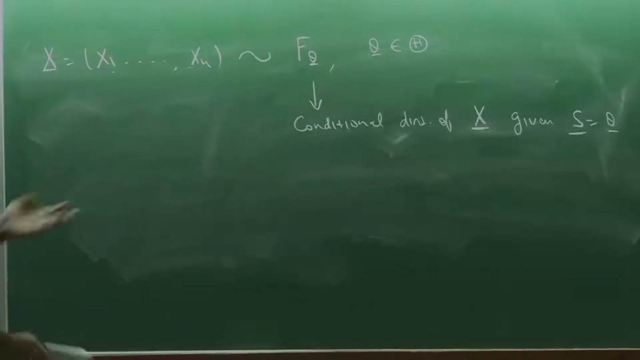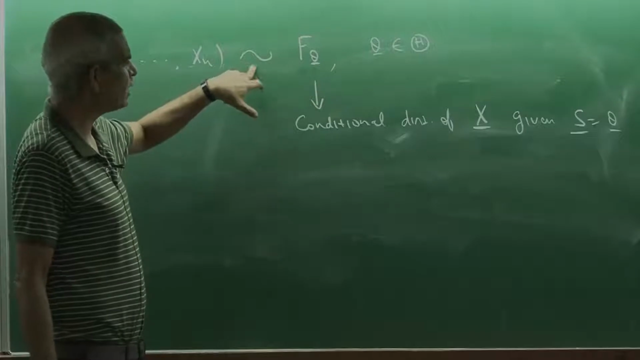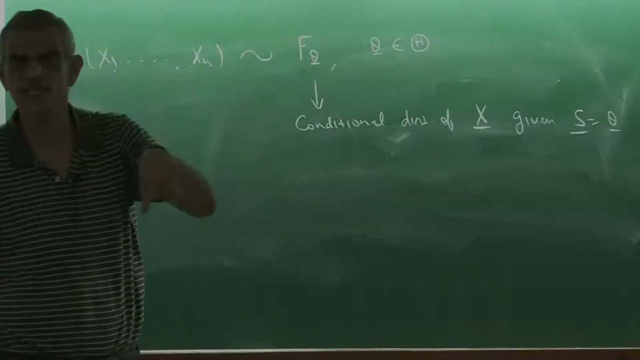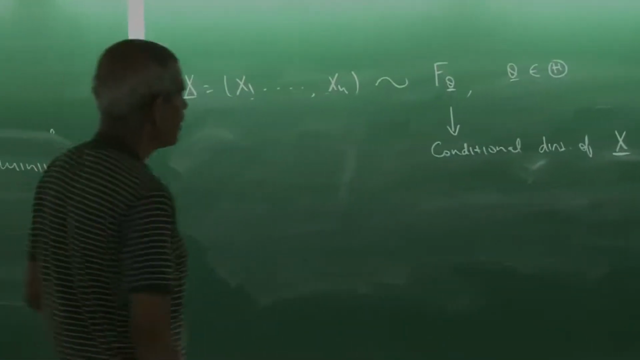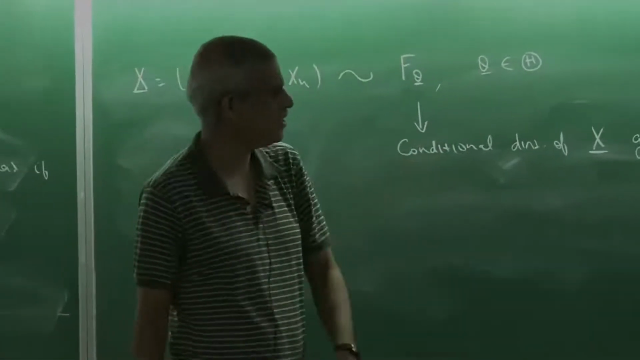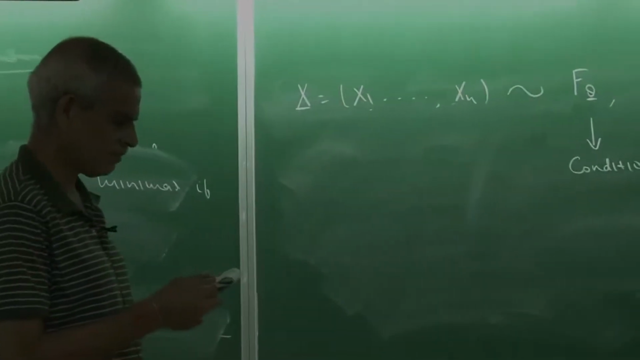And why is this happening? Because I'm now considering theta to be a random variable. In the frequentist approach, this was the distribution of x1, x2, xn given theta, when theta is the true state of nature. So in the Bayesian setup, this can be treated as the conditional distribution of x given S is equal to theta.